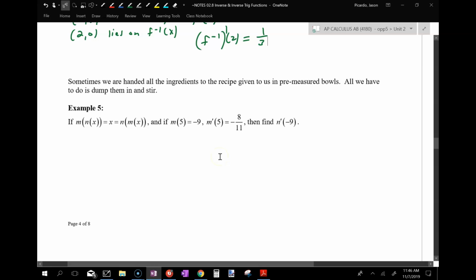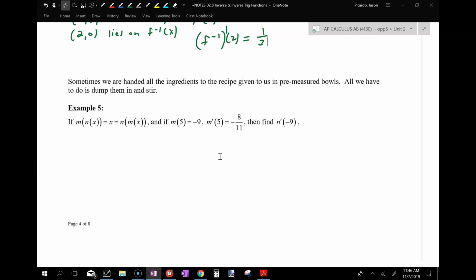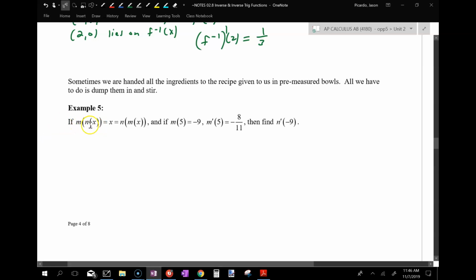Brandon, this answers your question from earlier. Okay? This answers your question from earlier. It says n of m of x equals x and m of n of x equals x, right? I mean, I said that twice, but we all agree with that, right? Well, guys, if this is all true, what does that mean? It means m and n are inverses, right? So that's a way that the AP exam is going to give you an inverse sometimes, okay? So that means that m of x and n of x are inverses.